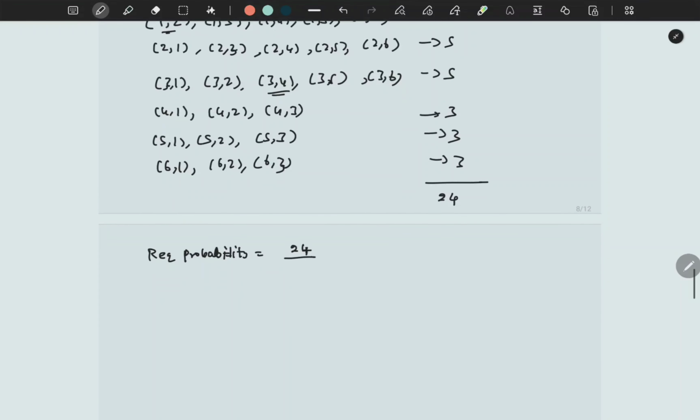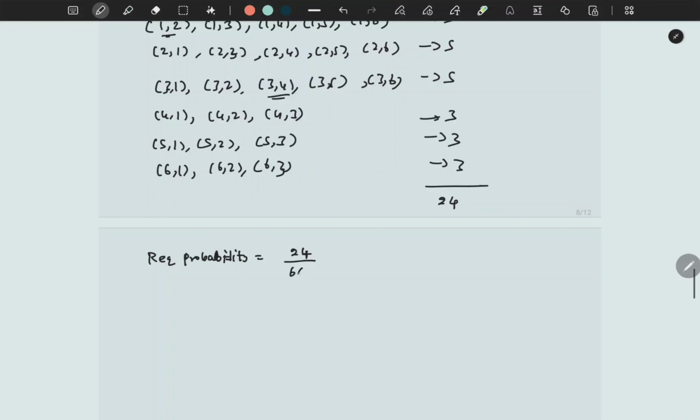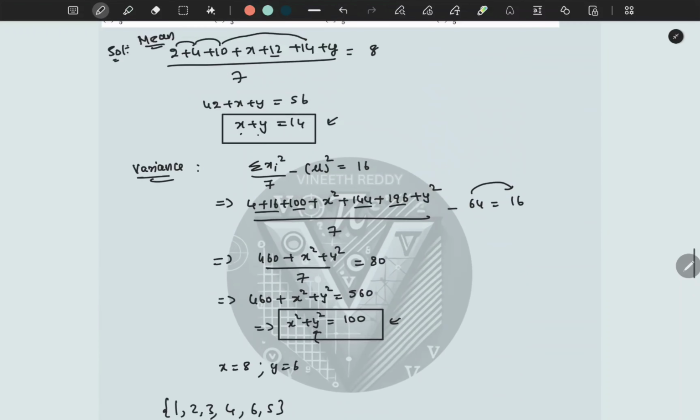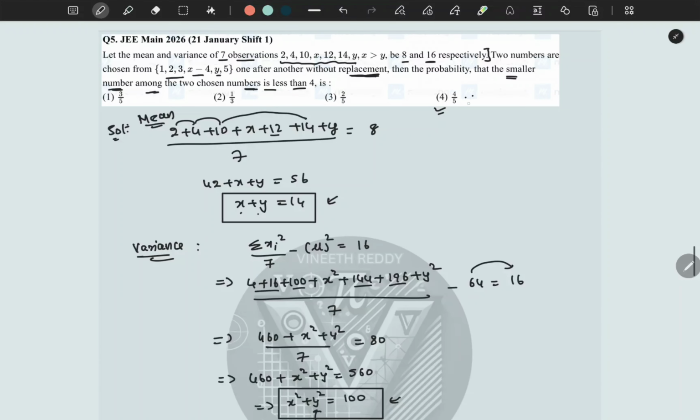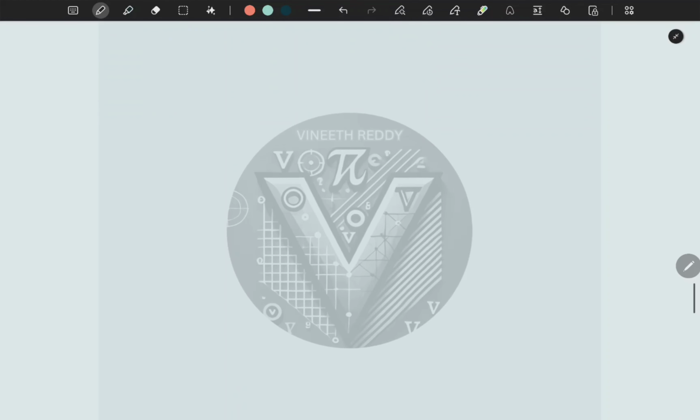Total number of cases will be from 6 numbers you have to select one, and then from 5 numbers you select another number. So 24 divided by 30, 6 times 4 by 6 times 5. So 4 by 5 should be the answer. That's it. Option 4 seems correct.